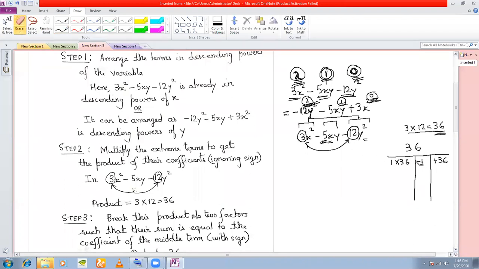Now what I do is I take this as plus and this as minus. What is the sum of these two? Minus 35, right? Is it giving me minus 5? No, it is not giving me minus 5, right?